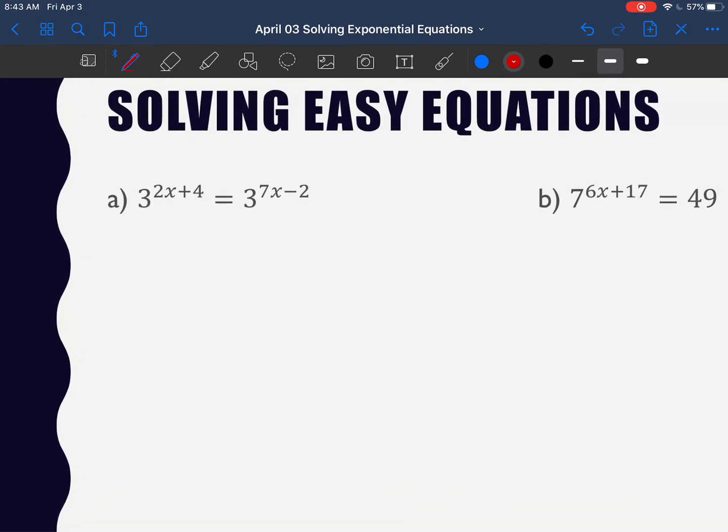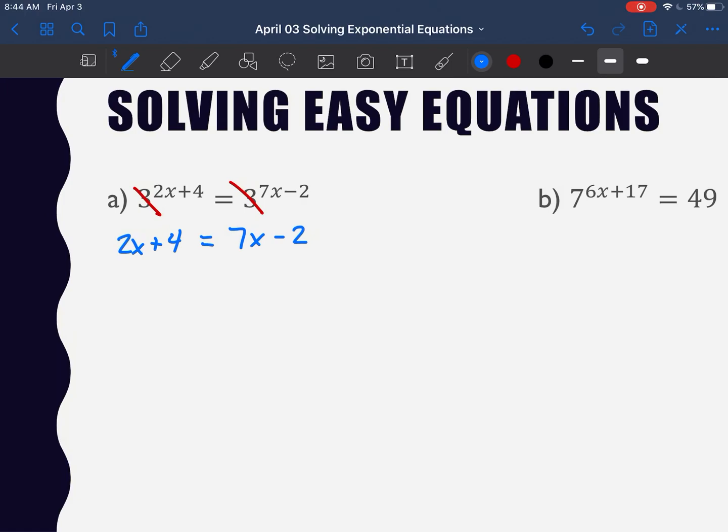So here I have 3 to the 2x plus 4 equals 3 to the 7x minus 2. So like I was saying before, since they are both 3's here, they actually cancel each other out. And then you're just left with 2x plus 4 equals 7x minus 2. And then you just solve this like your typical equation.